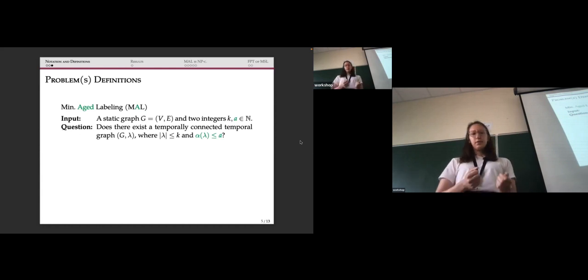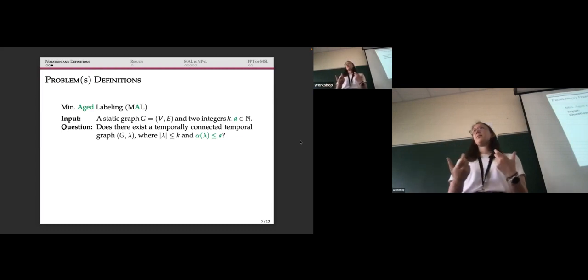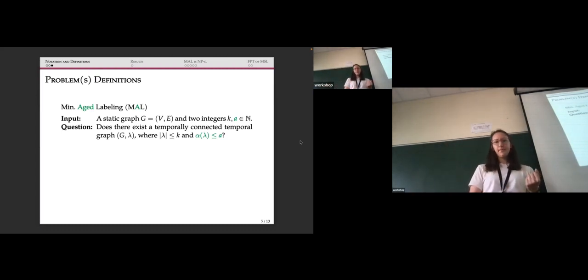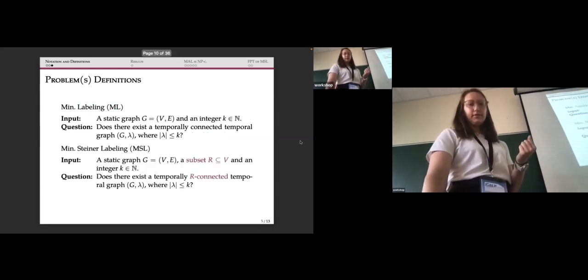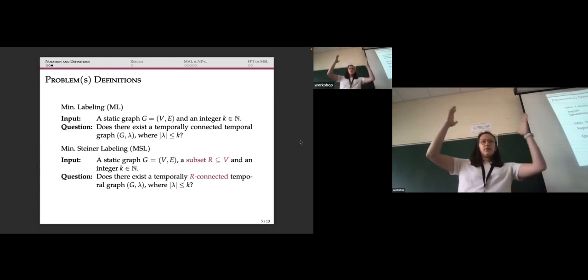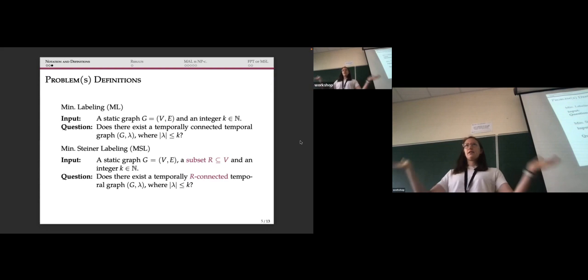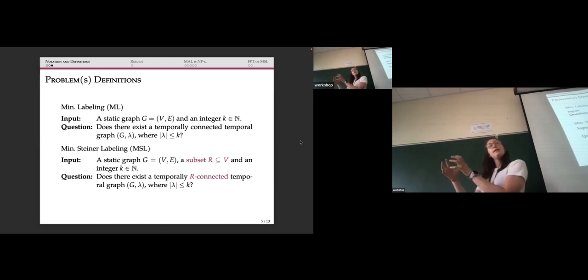This is a decision problem, where you give me a K, but if we make it into an optimization one, we would ask what is the minimum number of labels you can use. And similarly, we defined a problem called minimum Steiner labeling, where you give me a normal static graph and an integer K, saying, can you use at most this many labels? But now you don't care that every vertex reaches each other. You give me also a subset of vertices, some terminals, and ask, can you connect them among each other, temporally connect? We named it Steiner labeling because it reminds us of the Steiner tree problem.